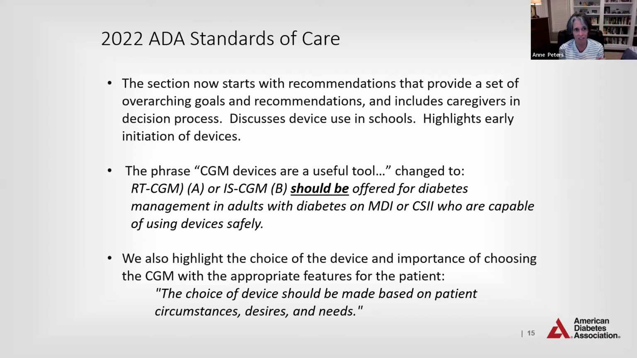So now we basically start with this overarching headline that says that we really think that these guidelines and what we're talking about with technology has a set of overarching goals and recommendations. And we, for the first time, include caregivers in the decision-making process. But this really matters both for kids, but also as people get older. You've got to have a group in some cases. I see a lot of people who are underserved who have significant disabilities where the caregivers are using the devices.